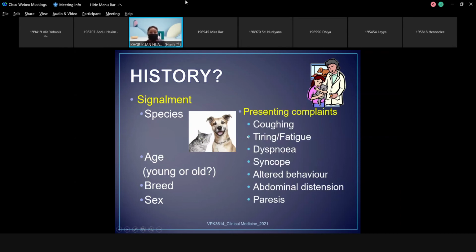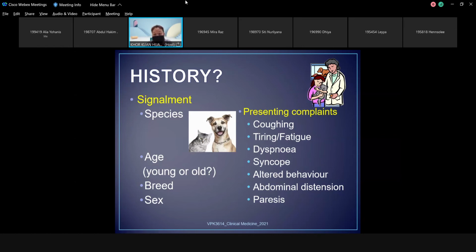Every case that comes in has a primary complaint, and the primary complaints come in different sets. But normally for cardiovascular diseases, it's going to be coughing. Please put a little note there: cats are not supposed to cough. If a cat coughs, it's always a respiratory issue. Coughing in a dog, you have to think about respiratory issues and heart disease. Cats that have heart disease normally will not cough.